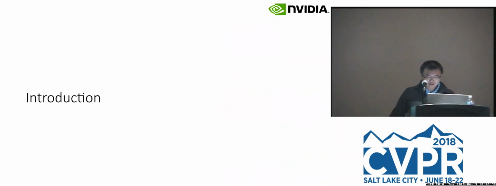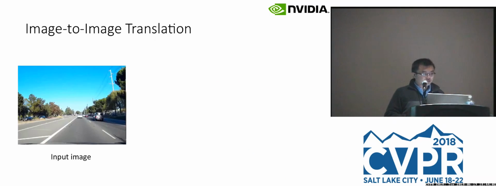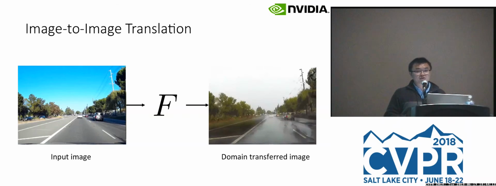Yeah. So I'll start with the introduction. The problem is image-to-image translation. Generally, you have an input image in one domain. You want to learn a function f that maps the input image to a corresponding output image in another domain. The example here is sunny to rainy translation.